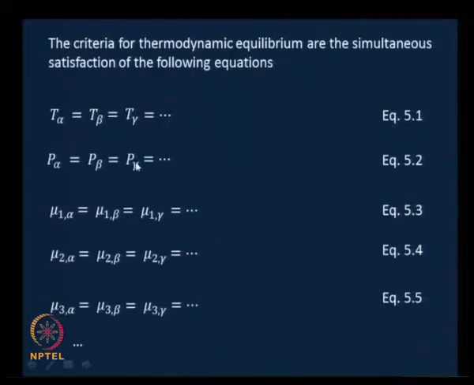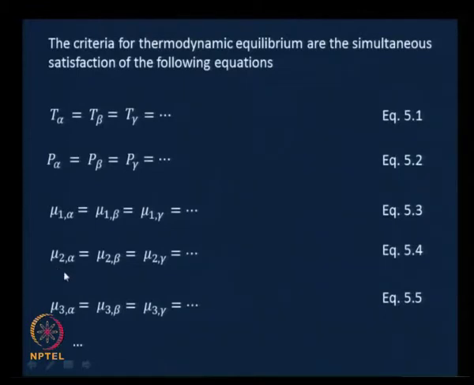This is equation 5.1. The second condition was that the pressures in the various phases must be equal to each other. P alpha equals P beta equals P gamma and so on, and the chemical potential of each of the species present in the various phases must be equal to each other. For example, if mu 1 is the chemical potential of species 1, mu 1 in alpha must equal mu 1 in beta, must equal mu 1 in gamma and so on across all the other phases that are present.